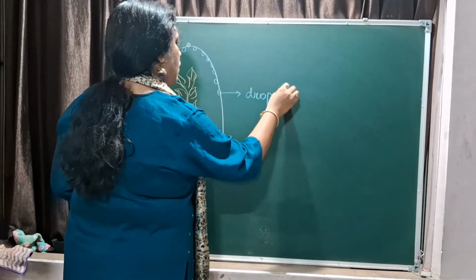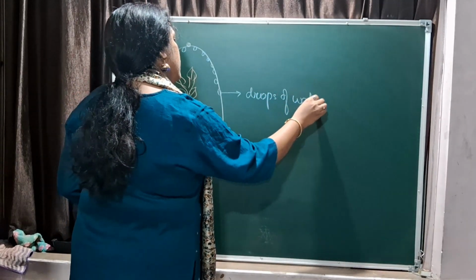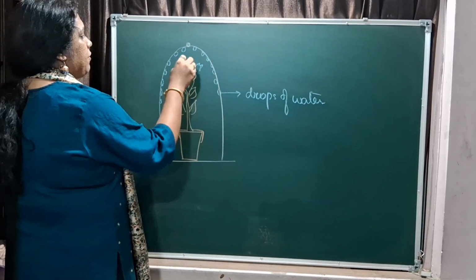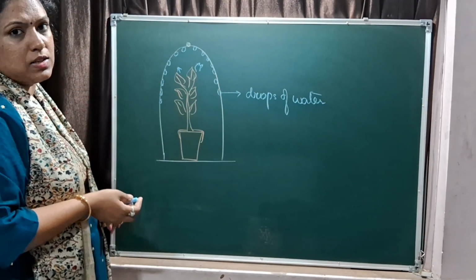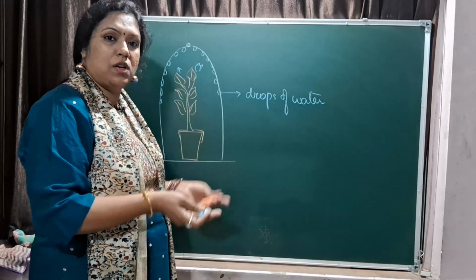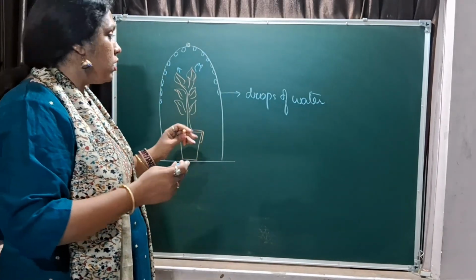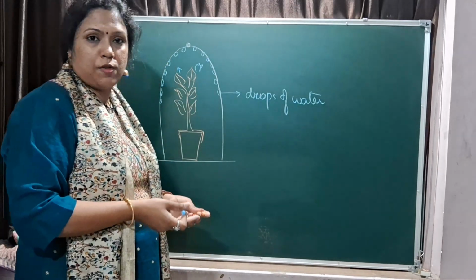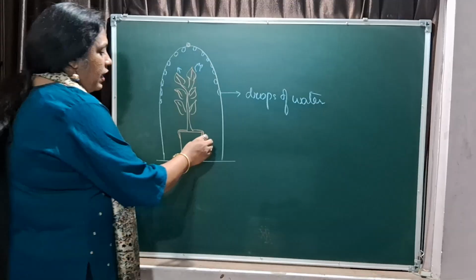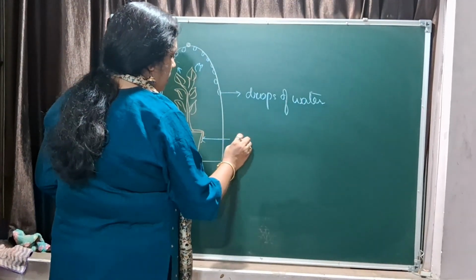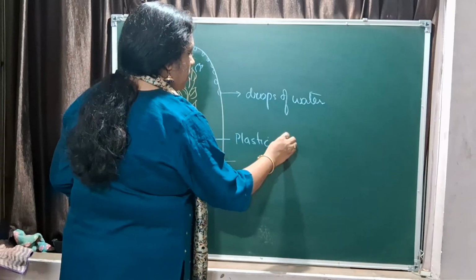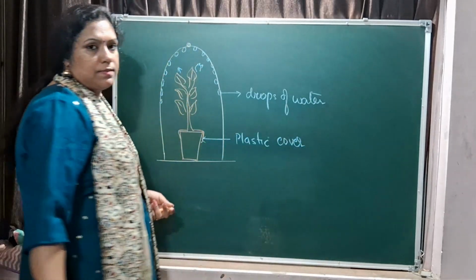This is the water due to transpiration which came out from the leaves and has condensed on the glass jar, showing that the plant gives out water vapor, right? The water is lost from the plant in form of vapor by the process of transpiration. And why have we used this plastic cover? So that there is no evaporation from the soil.